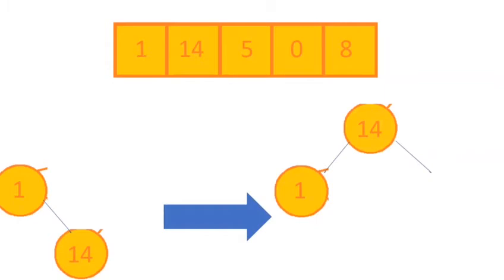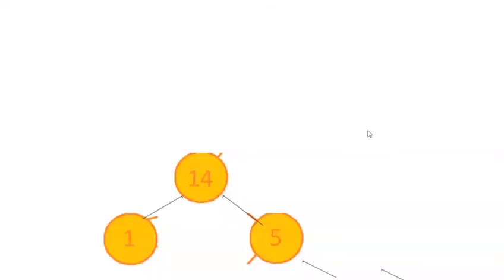After that, the third element is 5, and by default it should be on the right of the last node, and the last node is 14. So yes, it is on the right of the last node, and since 5 is less than 14, it is correctly placed. The next node which we have is 0, and by default 0 should be placed on the right of the last node, and the last node is 5. So yes, 0 is placed on the right of the last node, and since 0 is less than 5, it is correctly placed as a child of 5.